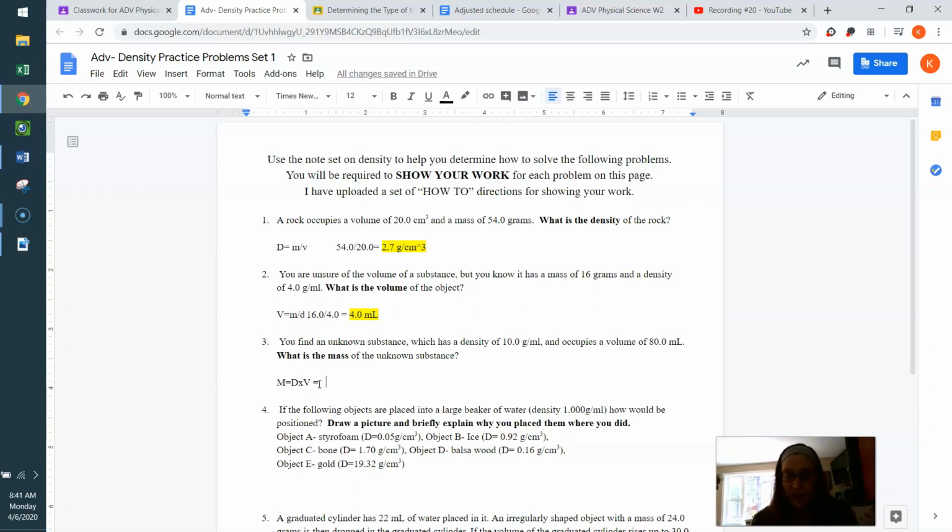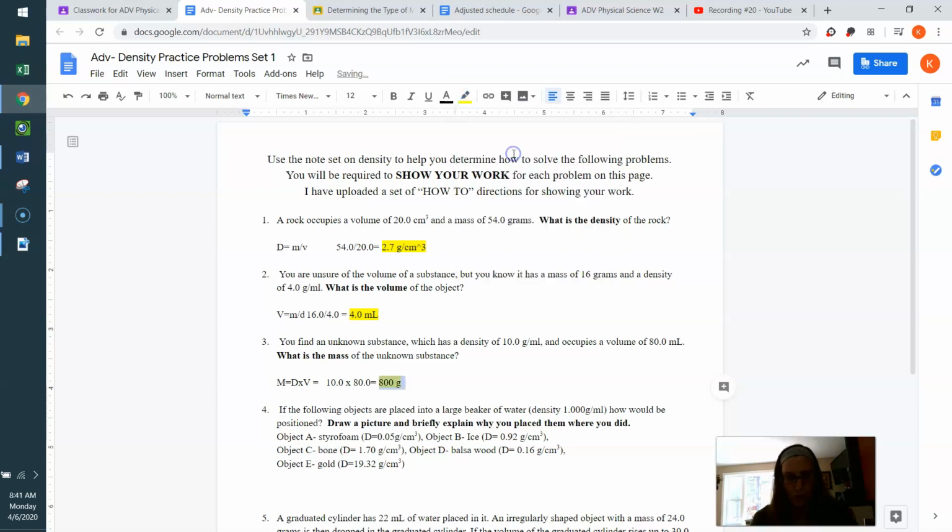So the density of this particular unknown substance was 10.0 grams per milliliter, and I am going to go ahead and multiply that times the volume, or the space the object occupied, and that was 80.0 milliliters. And when I multiply those two variables, I'm going to get 800, and the unit for mass is grams. And there you have it, folks.